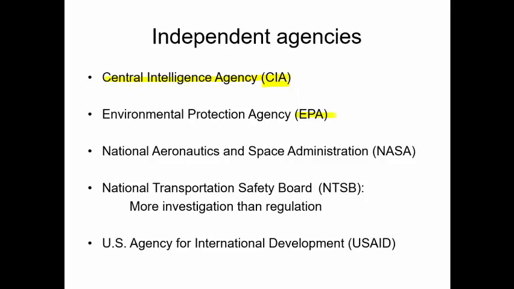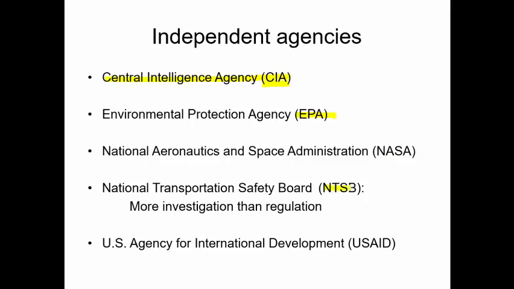EPA is also an independent agency because it cannot be beholden to a particular agency that may have a conflict of interest in trying to make the environment cleaner. So therefore, the EPA is an independent agency.